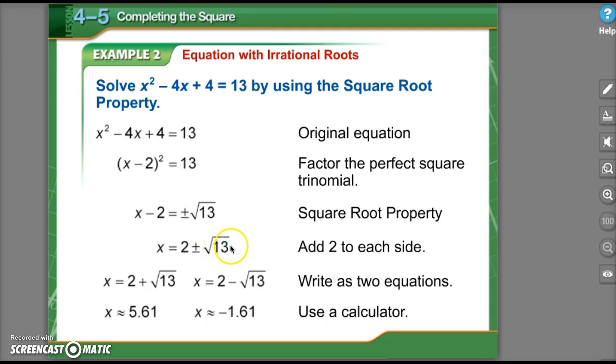I would actually prefer if you left your answers right here as 2 plus or minus the square root of 13. But if you ever come across a problem that asks you to give exact answers to like 1 decimal place or to 2 decimal places, then you need to go ahead and type this in your calculator as two different things, 2 plus the square root of 13 and 2 minus the square root of 13, and then give me the decimal approximations. But only do that if the problem specifically says to do that. Otherwise, if it doesn't specifically say how to keep your answer, I would prefer if you leave it as 2 plus or minus the square root of 13.